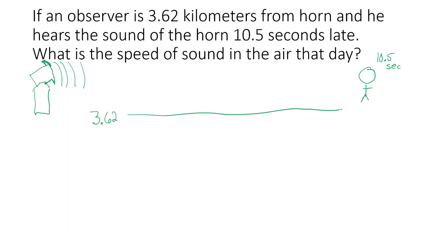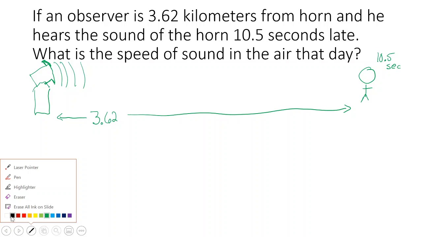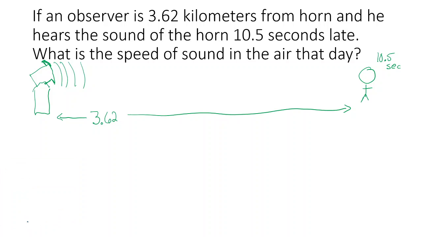3.62 kilometers away. Well, speed of sound is calculated in what units? We've talked about this last week as we were working on sound. We said average speed of sound in air is about 350 meters per second.